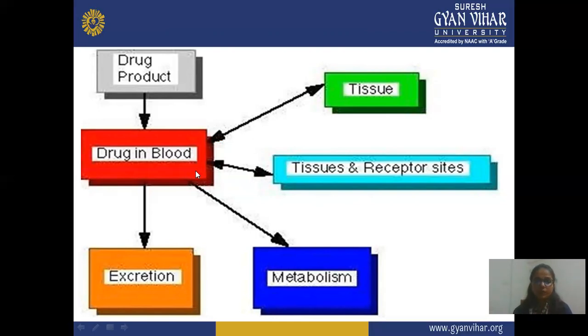So after the drug is in your blood, there may be chances that the drug goes into your tissue, and it's a reversible process. After reaching the tissue, it may come back into your blood again. Then there is the tissue and receptor site: the drug in the blood may be present in the tissue or a particular receptor site, and this is also a reversible process.